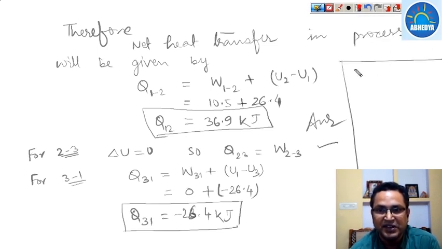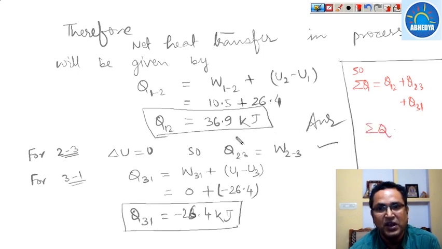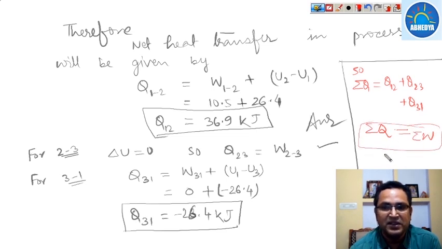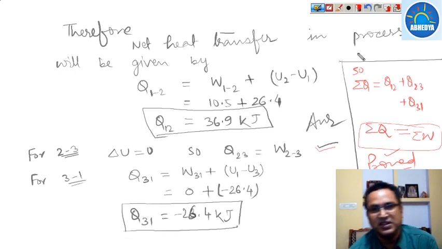So total net heat transfer will be equal to this plus this plus this. We can also write, summation Q is nothing but it is Q12 plus Q23 plus Q31. You have already calculated all these three values, so just put them over here, and you will get the value of summation Q. And you have already calculated summation W. Once you check, you will find that summation Q will be equal to summation W. Hence Joule's law will be satisfied. Hence it is proved. You just have to do two calculations, put in the values and get the answer. You will get the same results.